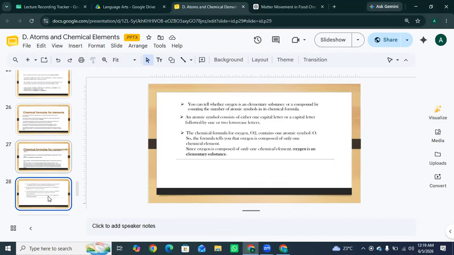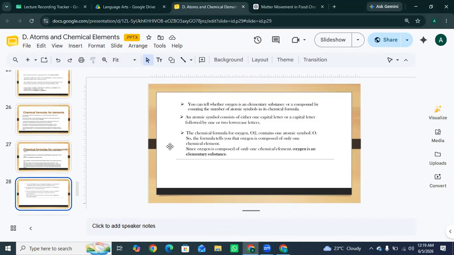So, you can tell whether oxygen is an elementary substance or a compound by counting the number of atoms and number of atomic symbols in its chemical formula. An atomic symbol consists of either one capital letter or a capital letter followed by one or two lowercase letters. The chemical formula for oxygen, O2, contains one atomic symbol, O. So the formula tells you that oxygen is composed of only one chemical element. Since oxygen is composed of only one chemical element, oxygen is an elementary substance.